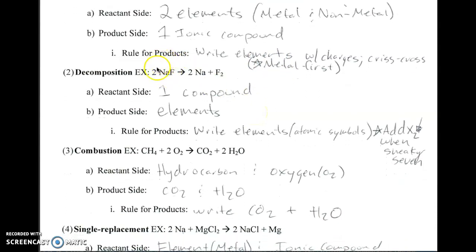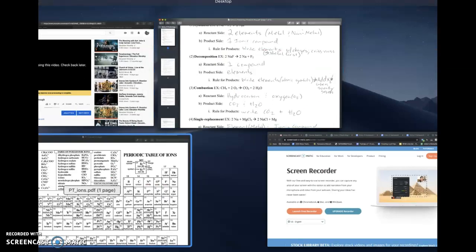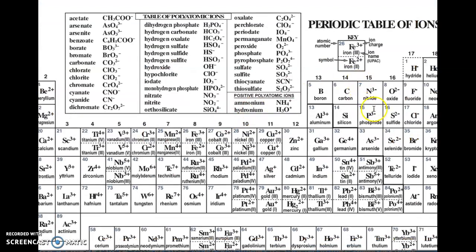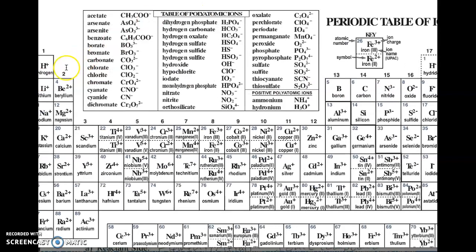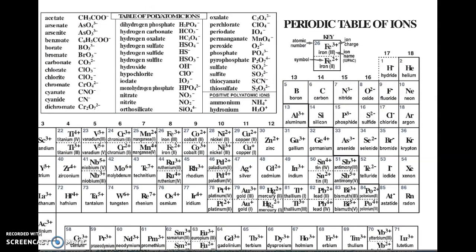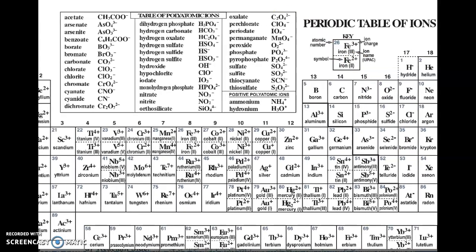Decomposition, now I have one compound as my reactant. On the product side, I just have elements. So what I do for writing products is I just write my elements out, Na and F, split it all up, and then add a 2 subscript when it's a sneaky 7. So fluorine is one of those 7 elements, a sneaky 7, and sodium is not. My sneaky 7s are hydrogen, which is over here, plus these 6 elements right here: nitrogen, oxygen, fluorine, chlorine, bromine, and iodine. Those are my sneaky 7.